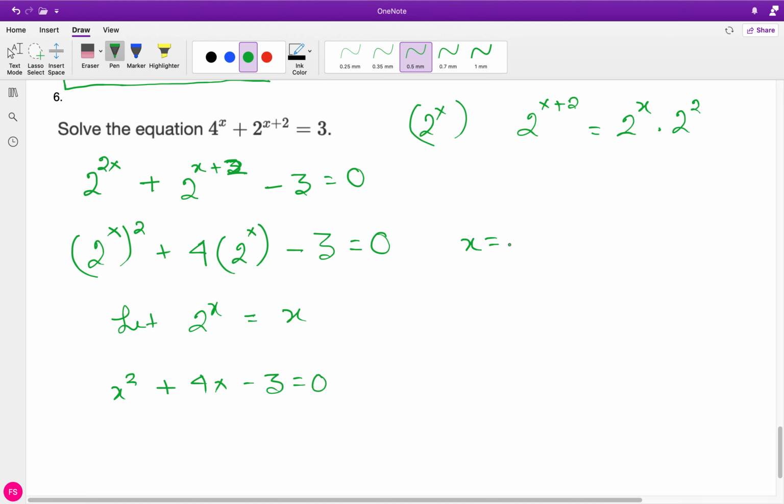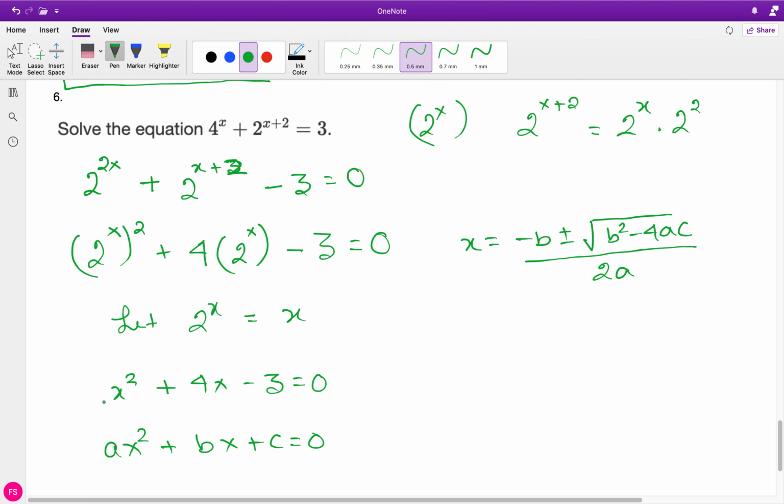So x equals, the quadratic formula is x equals negative b plus or minus the square root of b squared minus 4ac, divided by 2a. Now what are this a, b and c? A quadratic equation is always written in this form: ax squared plus bx plus c equals 0. So a is the number with x squared. We don't have anything, so I'm just going to write a equals 1. b equals positive 4 and c equals negative 3.